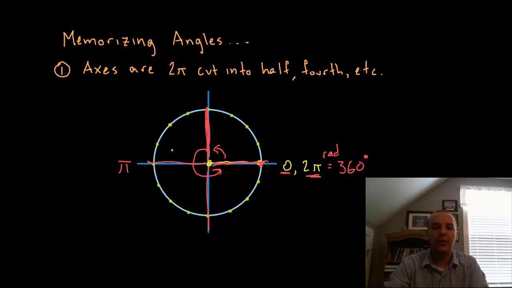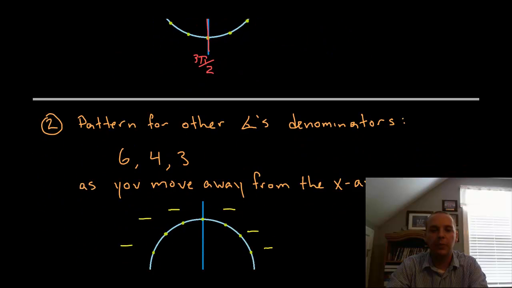Now, 90 degrees, half of 180 or half of pi would be pi over 2. And then 3/4 of the way, pi over 2, pi, this would have to be 3 pi over 2. That's 3/4 of the way around. So those are pretty easy to remember.